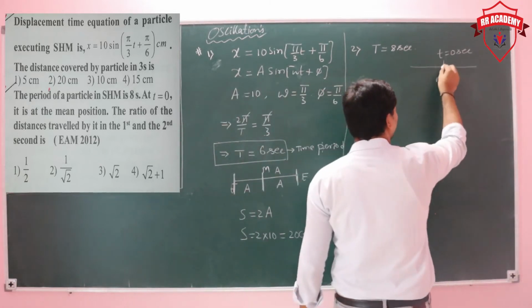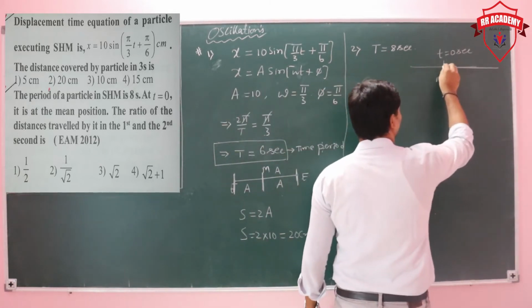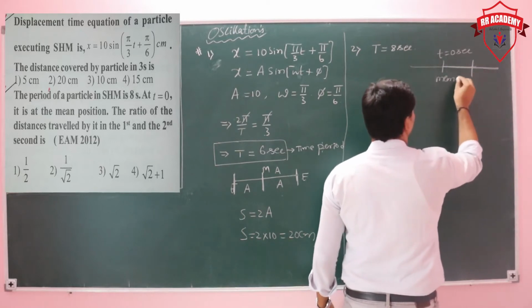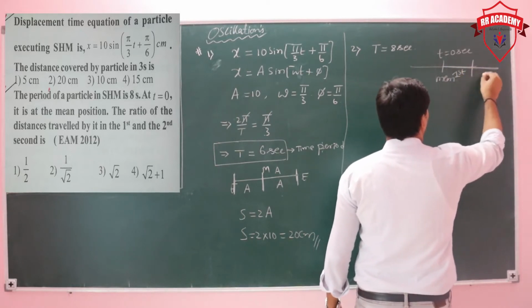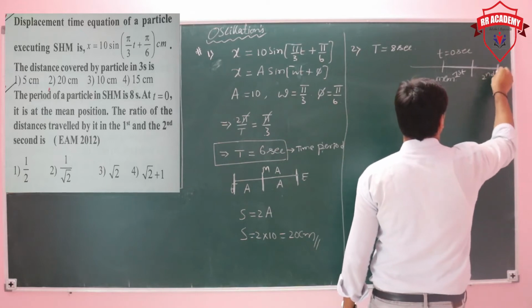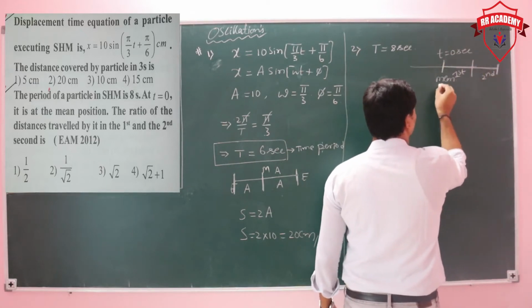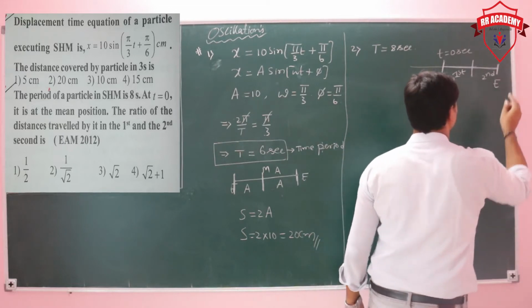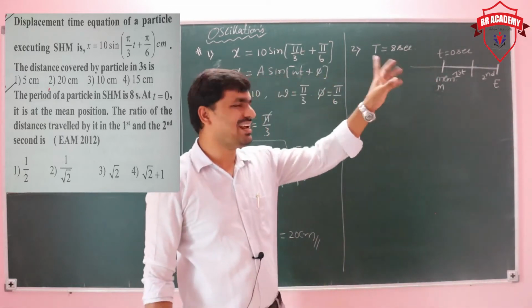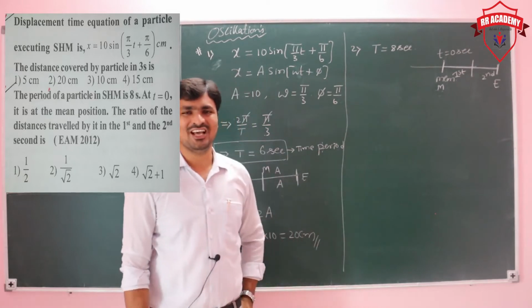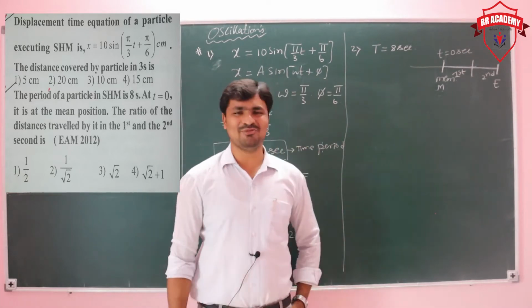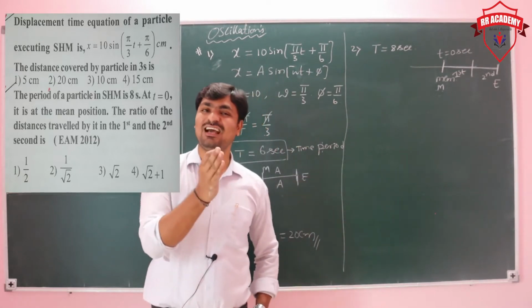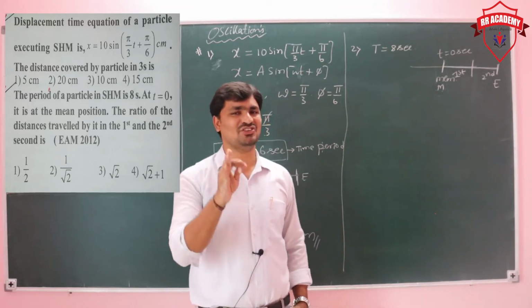See here, a very easy as well as interesting question. This we can consider as the first second, and this as the second second. This is the mean position and this is the extreme position. From the mean position to the extreme position, first you try to get how much time is taken.